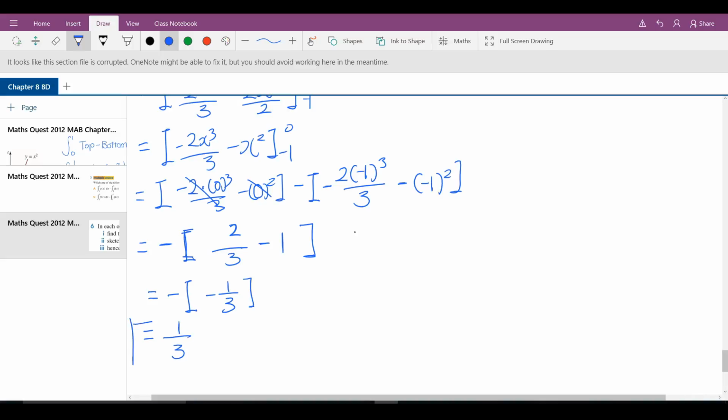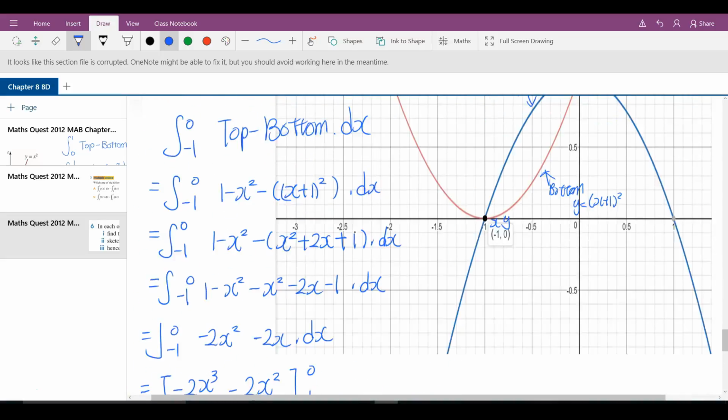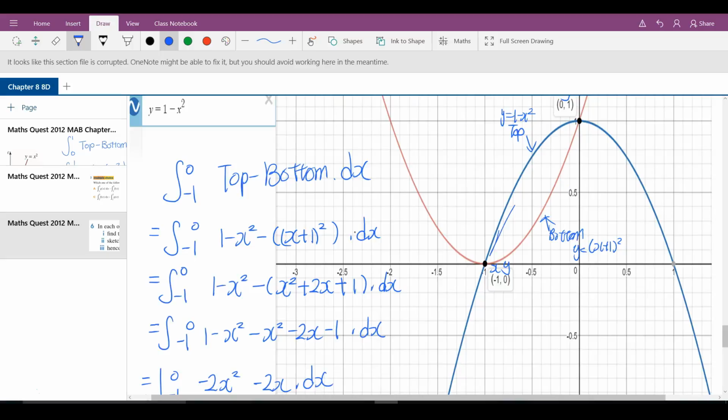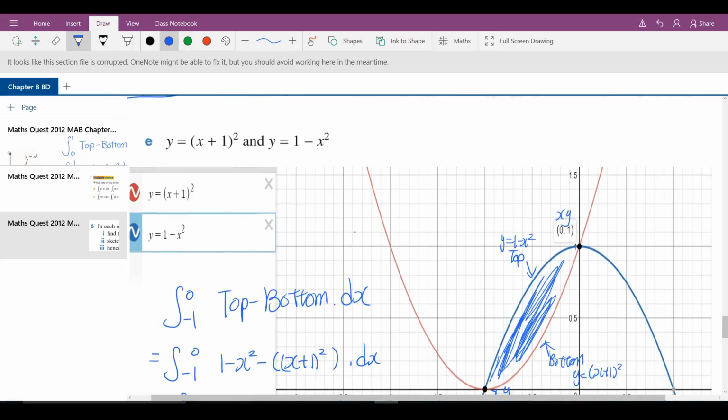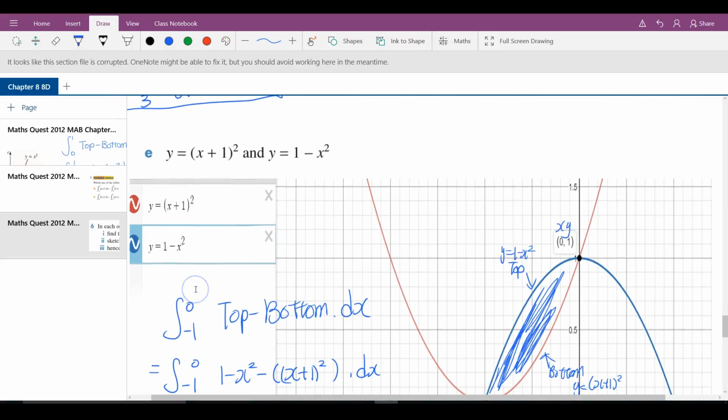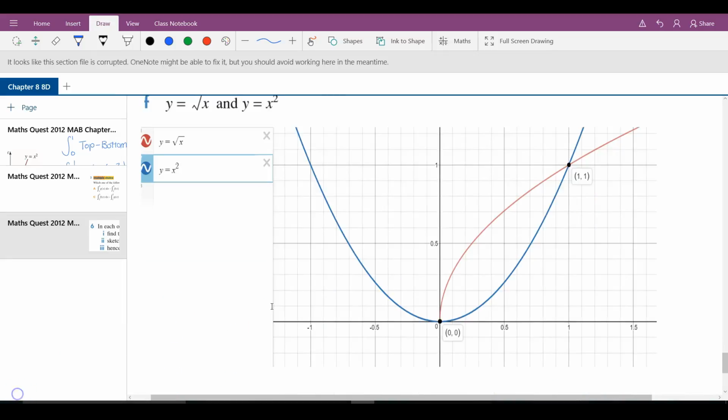So that is your area between the two curves. So that's this bit over here. All right, so that's question E. All right, let's go into the last question, I believe. Question A, B, C, D, E, F. All right, finally, question F. Woo!